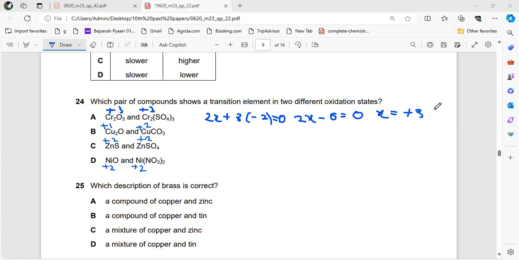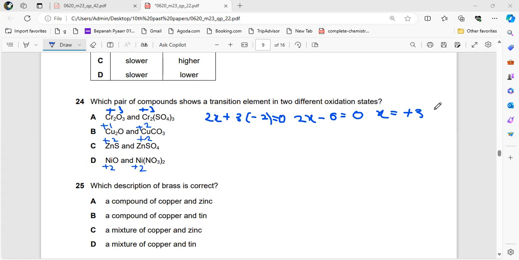Now here, for the first option, Cr2O3 and Cr2(SO4)3, I have solved for Cr2O3. Now we have two chromium atoms, that is 2 times the oxidation number of chromium, which we have considered as x, plus 3 atoms of oxygen, so 3 multiplied by the oxidation number of oxygen, which is -2. The whole compound is equal to 0. Now 2x minus 6, that is 3 multiplied by minus 2 is minus 6, is equal to 0. Now x is equal to plus 3.